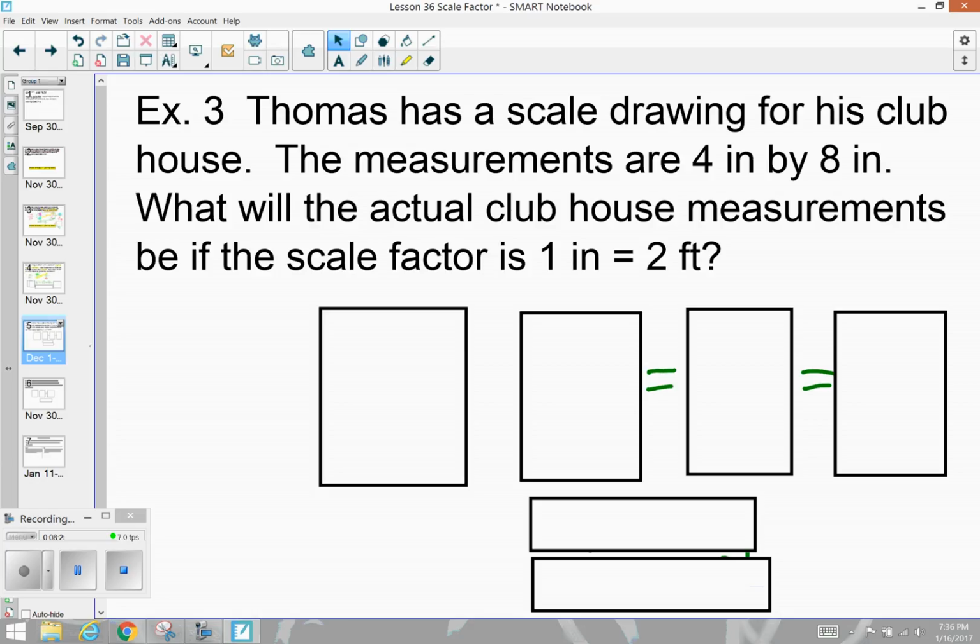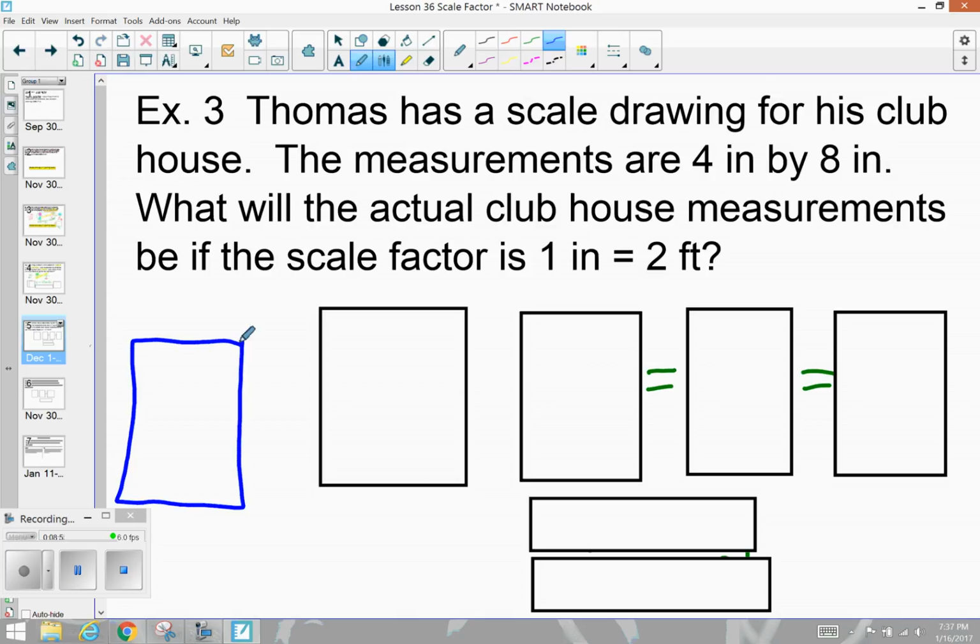Here we have Thomas is doing a scale drawing for his clubhouse. This is fun. He measured that there are 4 inches. His measurements are 4 inches by 8 inches. So he's drawing. I'm going to go ahead and draw this out. He's, let's make it blue. Okay, so he's going to draw the measurements for his playhouse, and it's going to be 4 inches by 8 inches when he draws it. So here we go. So his playhouse, maybe that's the floor of his playhouse, okay?